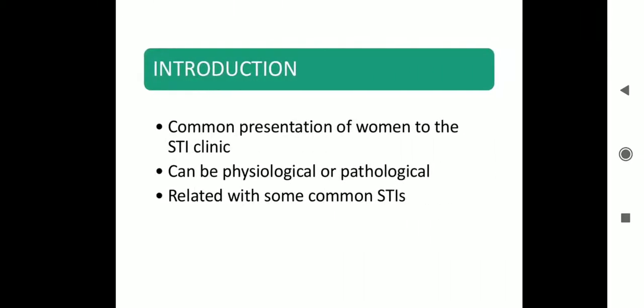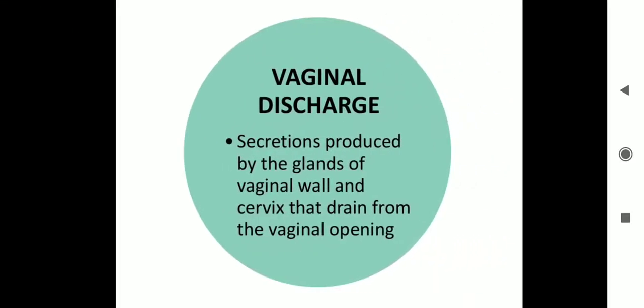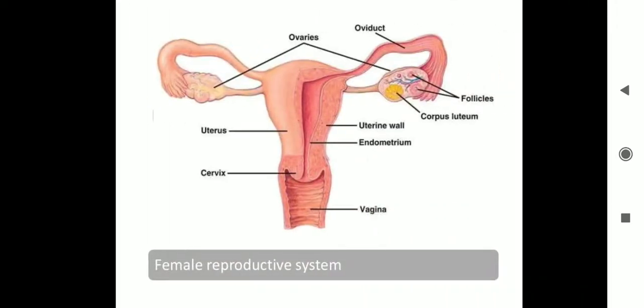Introduction: it is a common presentation of women to the STI clinic. It can be physiological or pathological, related with some common sexually transmitted diseases. Then vaginal discharge, what is it? It is the secretions produced by the glands of vaginal wall and cervix that drain from the vaginal opening. So this is the picture of the female reproductive system.